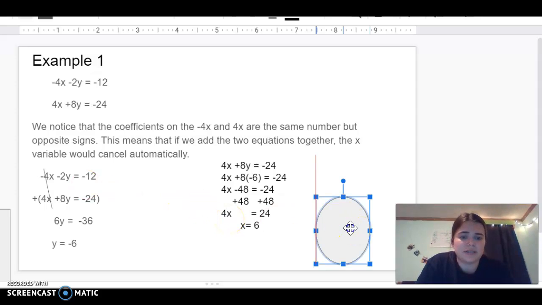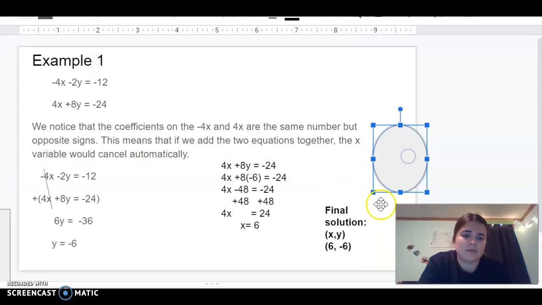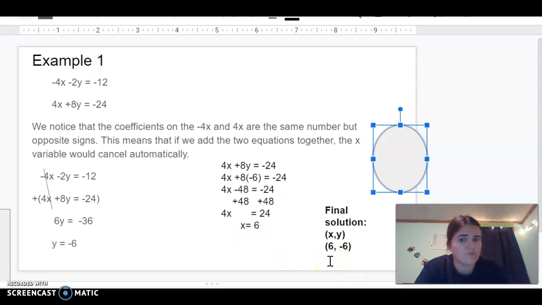We just put this into what's called the coordinate pair form, x comma y, just a coordinate pair. We take this x comma y, and we're left with 6 comma negative 6. That's our solution. If these two lines were to be graphed, that's where they would intersect. That's where they would cross. Now let's look at another example.